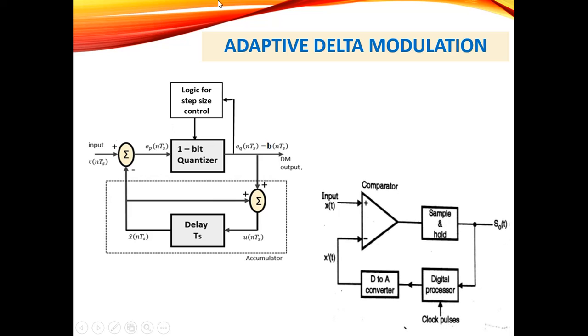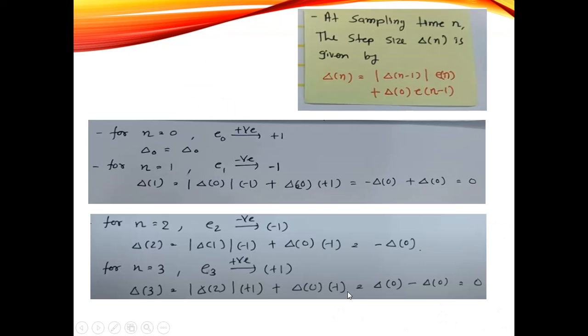This is somewhat the same block schematic used in a different book. Input x of t gets compared with the digital to analog converter, gets sampled, and gets processed in the digital processor, applied to the D to A converter.